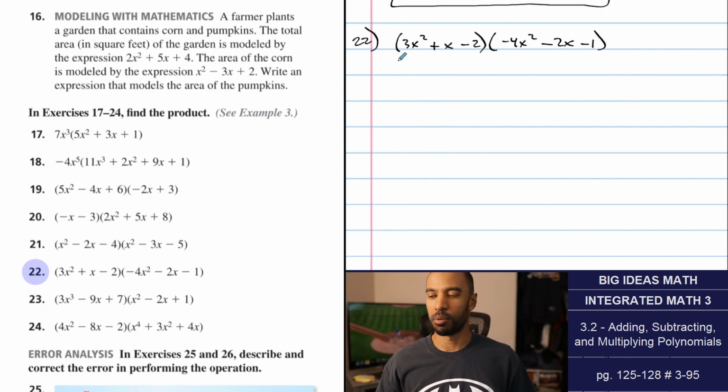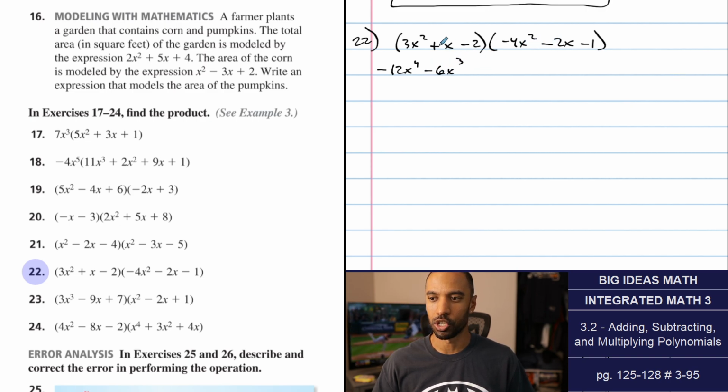All right, 3x squared multiplies with negative 4x squared. You get negative 12x to the 4th. 3x squared times negative 2x is negative 6x cubed. 3x squared times negative 1 is negative 3x squared. Now x times negative 4x squared is negative 4x cubed. It's going to be these, but 1 degree higher, right?